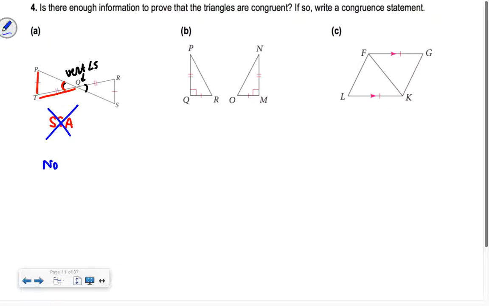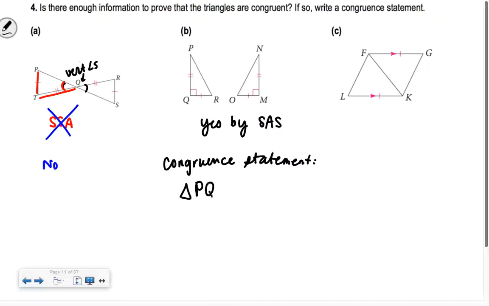So no, not congruent. I know we always write it side, side, angle. Can't be writing bad words in geometry books everywhere. So side, side, angle does not work. All right, the next one. Does this work? Are they congruent? Yes, by side, angle, side. So our congruent statement, it's where it says like this triangle is congruent to this triangle. So we're going to say triangle PQR is congruent to triangle NMO.